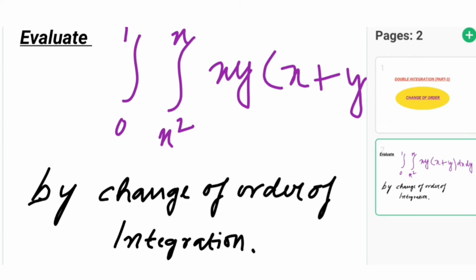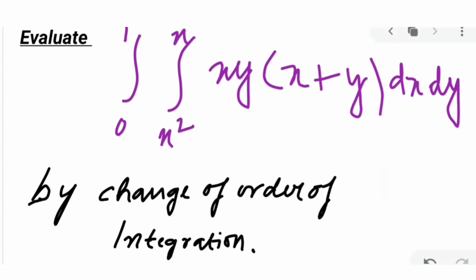Now, I will be explaining this topic with the help of a question. The question you can see here on the screen is: evaluate this double integration by change of order of integration. Here in the question we observe that the variable limits are given here, the constant limits are here, and this is the integration we need to do.